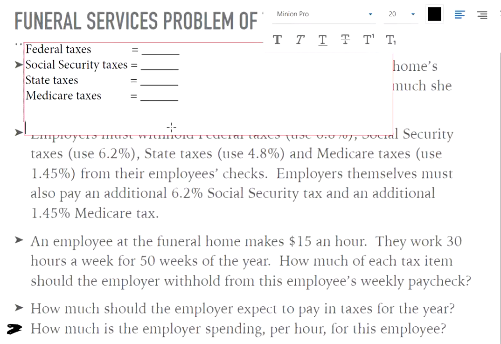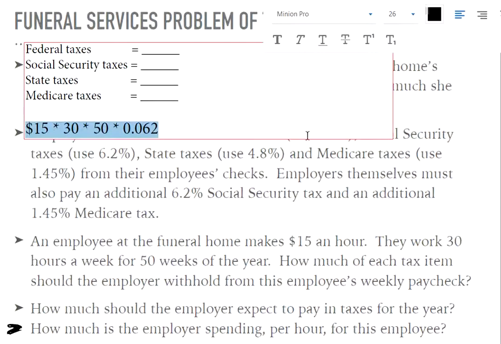For part two, how much should the employer expect to pay in taxes for the year? So this is how much the employer pays, not how much the employee pays. The employer pays 6.2% Social Security and 1.45% Medicare. So for this employee, the employee makes $15 an hour for 30 hours a week for 50 weeks a year. So that's their salary for the year. We can multiply that by the decimal form or the percentage to find out how much they have to pay for Social Security. This is how much the employer has to pay for Social Security.